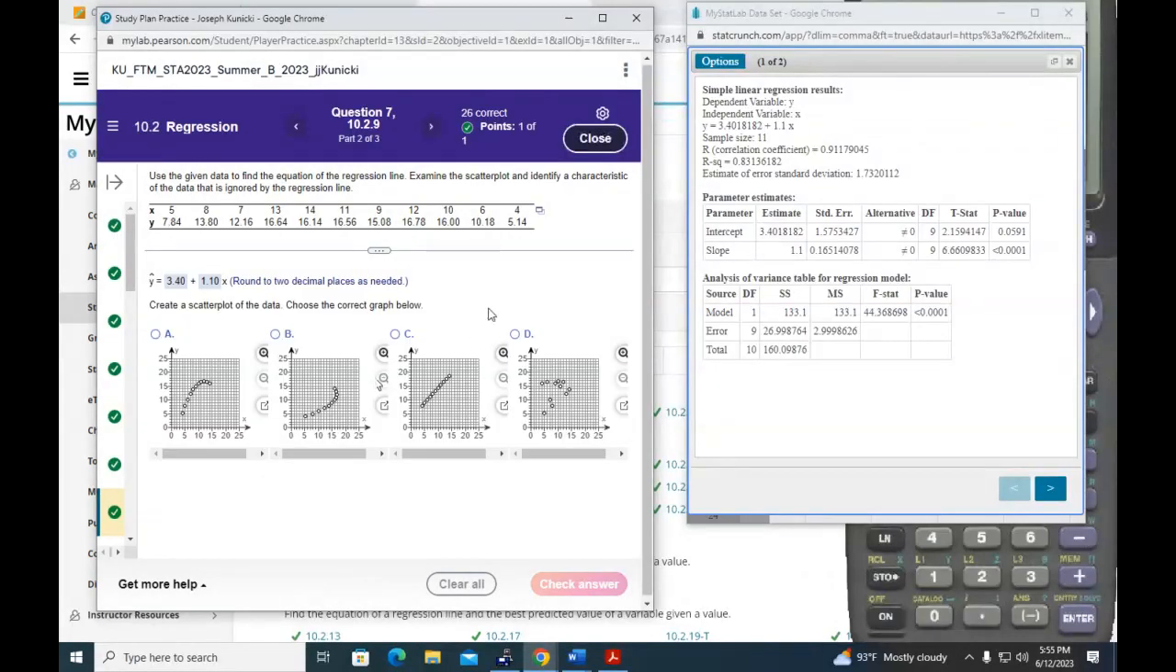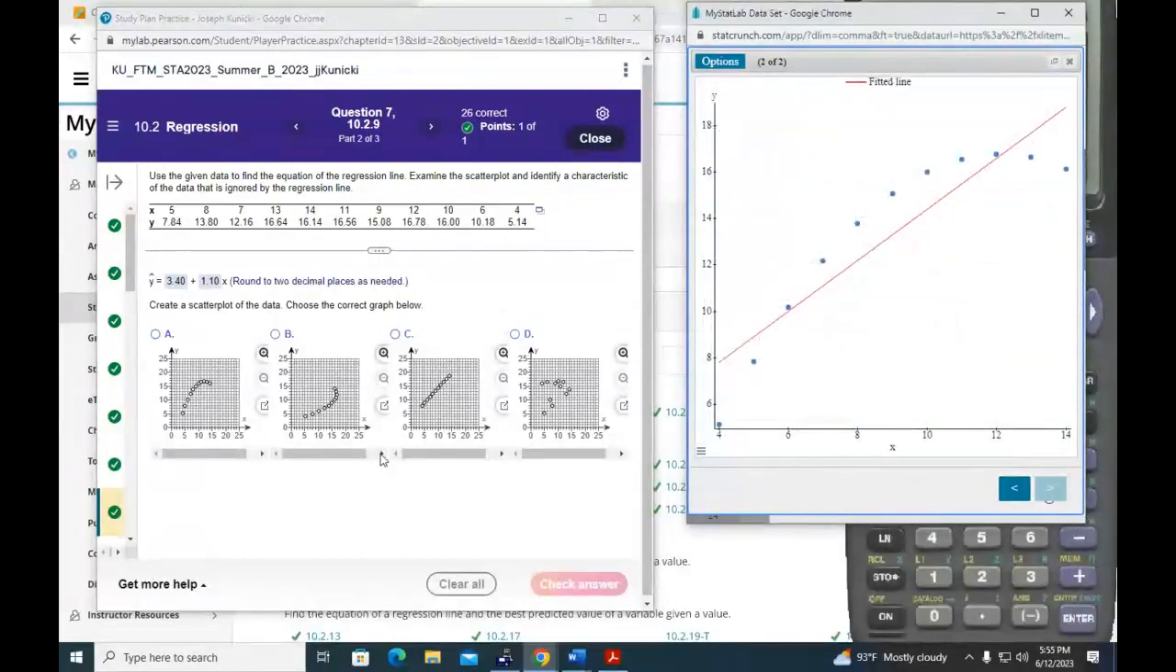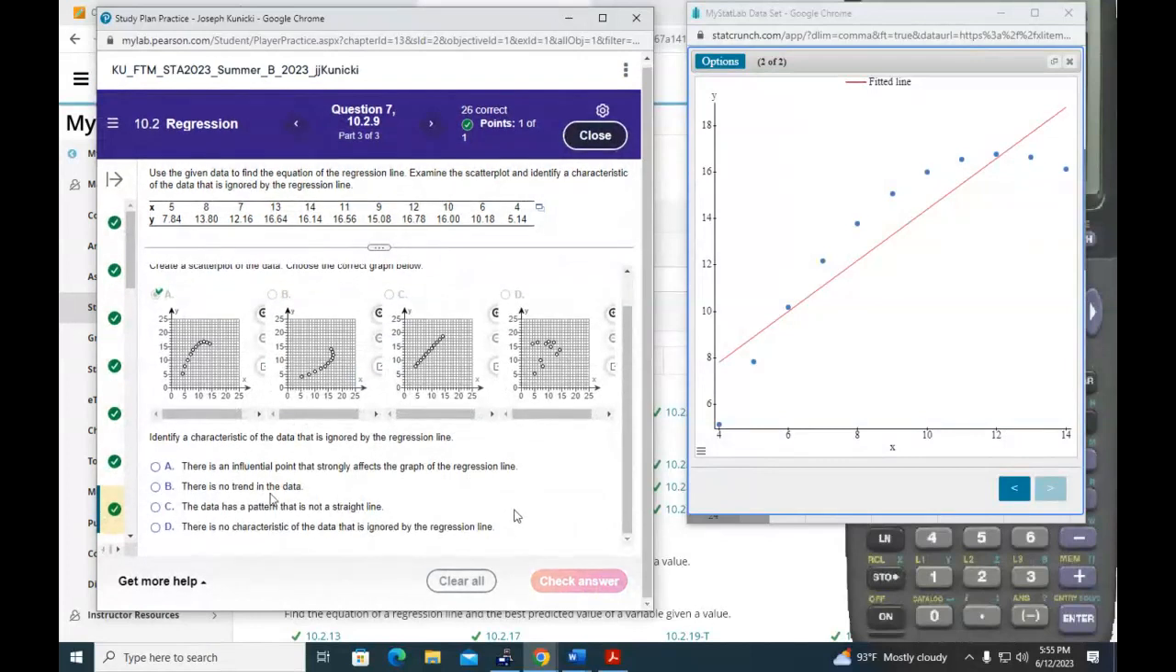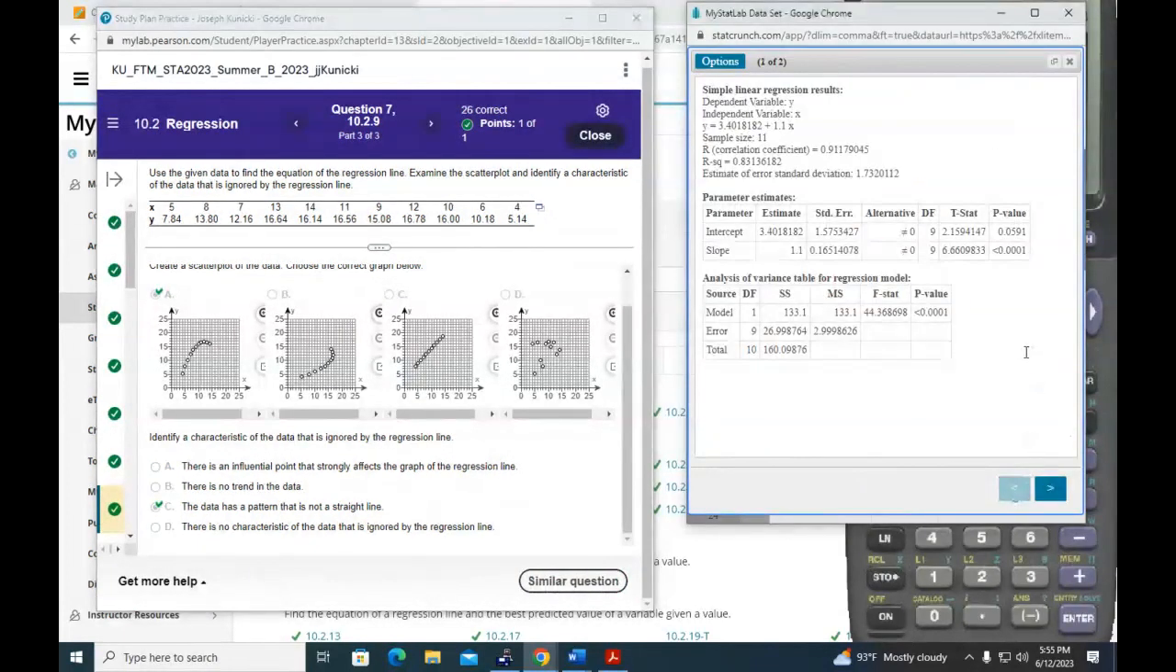So create a scatter plot for the data. So it's the parabola, A. Identify the characteristic. It's not a straight line pattern. They didn't ask us, but can we use the regression line if we have to? And the answer is yes, because the p-value is 0, essentially. So we can use the regression line. They didn't ask us that.